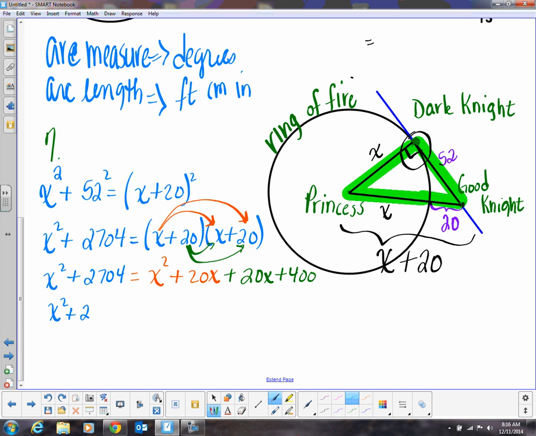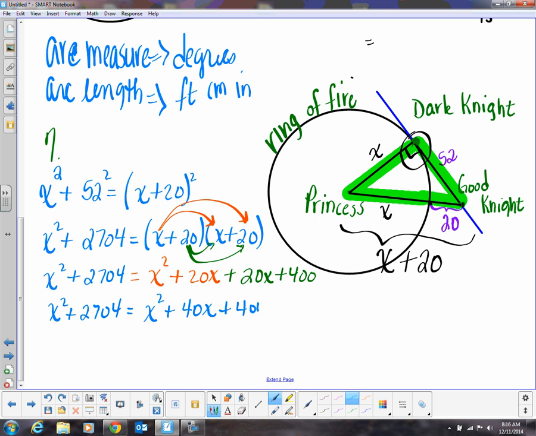Right, extended distributed property, which, to be honest, is a better way to teach it because then you're not stuck to two binomials. You could do a 2-term times a 3-term or a 4-term, which you will be doing in Algebra 2 next year. They gave you 2 of these problems. I would bet that there's one of these on the exam.